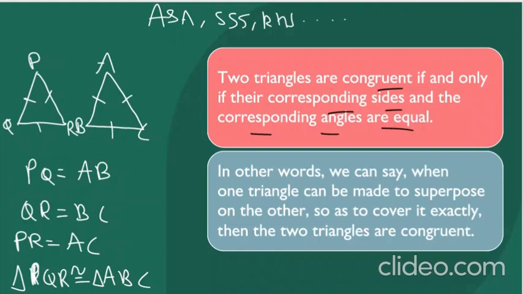What is congruence? Basically, congruence of triangles means that when one triangle can be made to superimpose on the other so that it covers it exactly, then the triangles are congruent. Suppose this is one triangle. Now I take another triangle, cut it and put it on this. If it superimposes exactly, that is what congruence basically means.